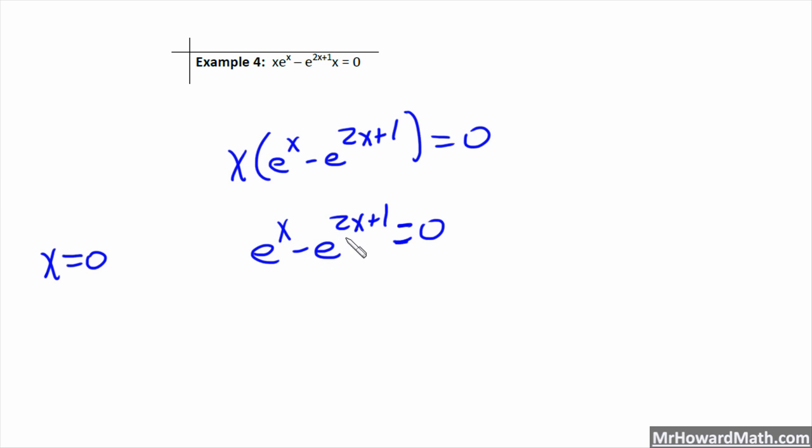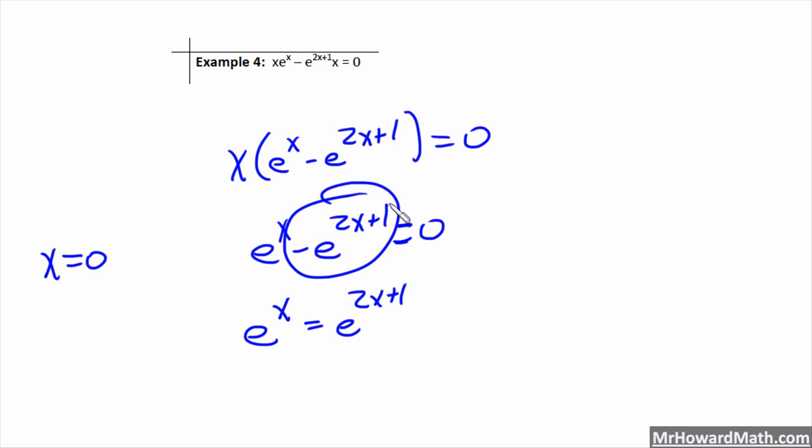So this one is similar to the previous problem. We're going to take this term over to the other side and it will become positive. It's a subtract over here, so it'll be a positive over here on the right side. So we'll do that first. So we get e to the x, that's this original e to the x, is equal to e to the 2x plus 1. So that's this term moved over here to this side. Now we have like bases. We have base e, and we just set the exponents equal to one another and solve.